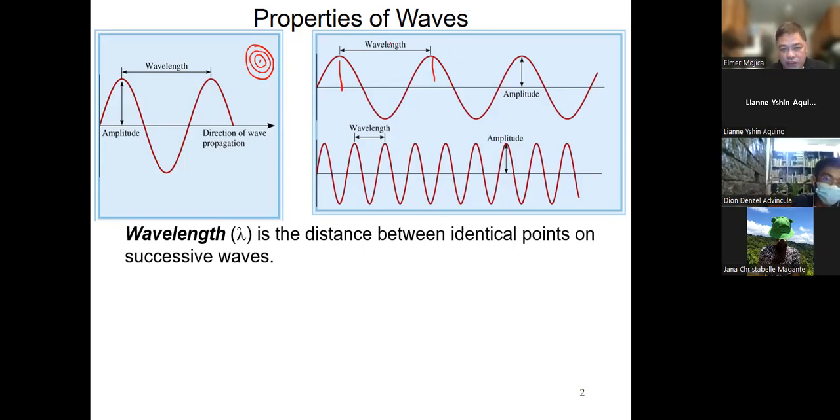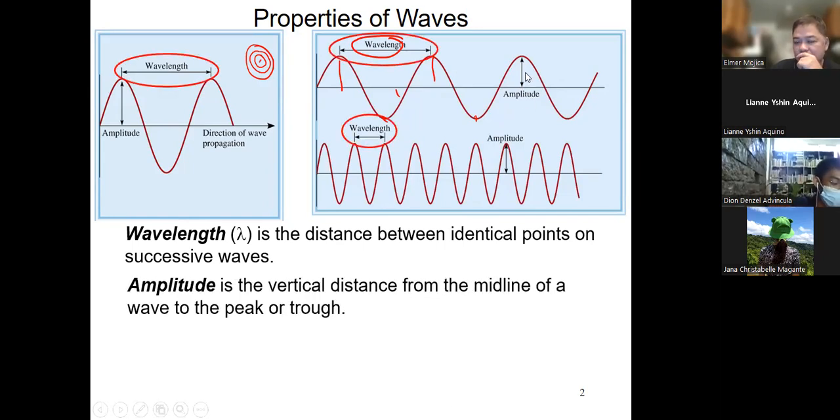Okay? So, when we're talking about wavelength, this is just the length between two consecutive points of a wave. So it can be the peak, which is the highest point, or the trough, or any point as long as they're consecutive. Okay? So, wavelength is just the distance between identical points on successive waves. Now, amplitude, on the other hand, is just the height from the midpoint. Okay? So that's the vertical distance from the midline of a wave to the peak or trough. Peak is the highest point, trough is the lowest point.